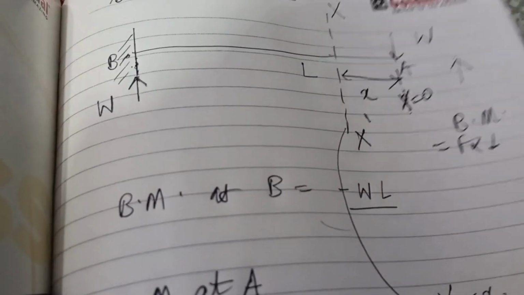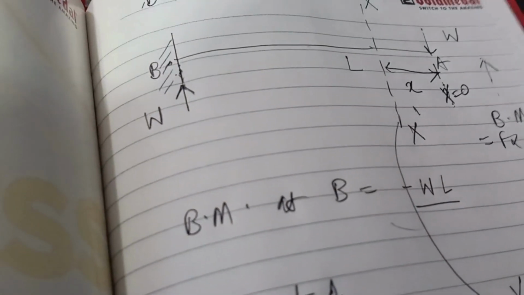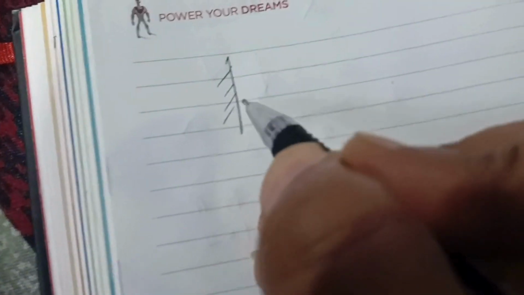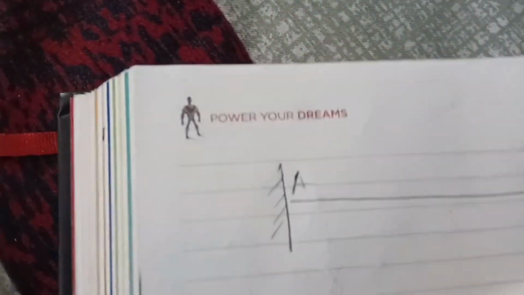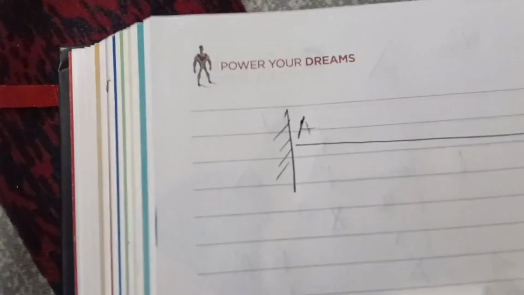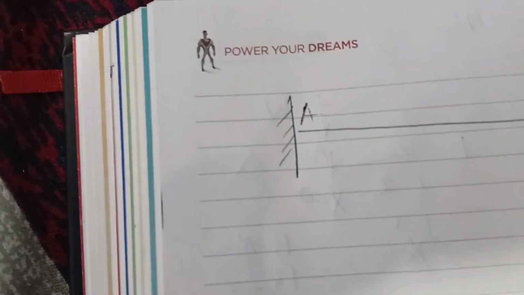So now we are in a position to draw the bending moment diagram. So what is going to be the bending moment diagram? We can draw a projection. This is the fixed end, this is B, where the point load is acting at the free end. Let me draw one projection, right? Projection.